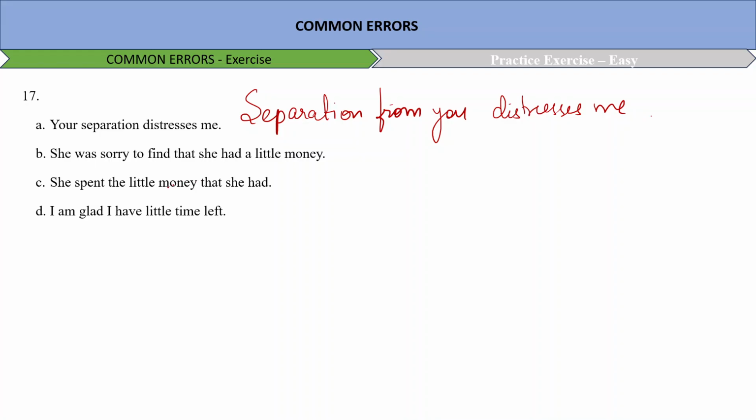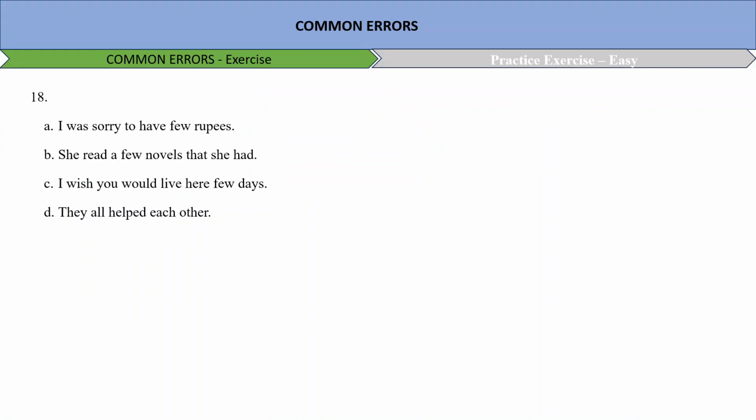She was sorry to find that she had a little money. She had little money. Just little is enough. Okay. Sentence C is correct. I am glad I have little time left. I am glad I have a little time left. Next. I was sorry to have few rupees. Again, I was sorry to have few rupees. Okay. She read a few novels that she had. She read the few novels she had.